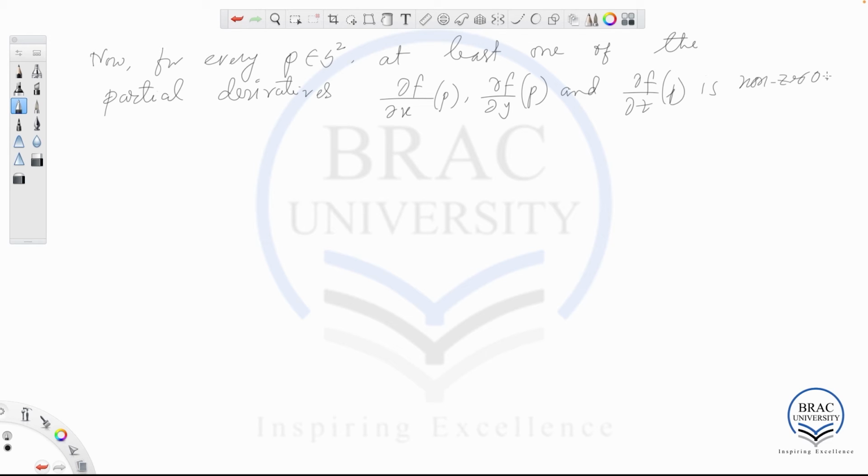So using this fact, as p varies all over the two-dimensional sphere, one obtains a collection of adapted charts of R3 that covers S2, right?